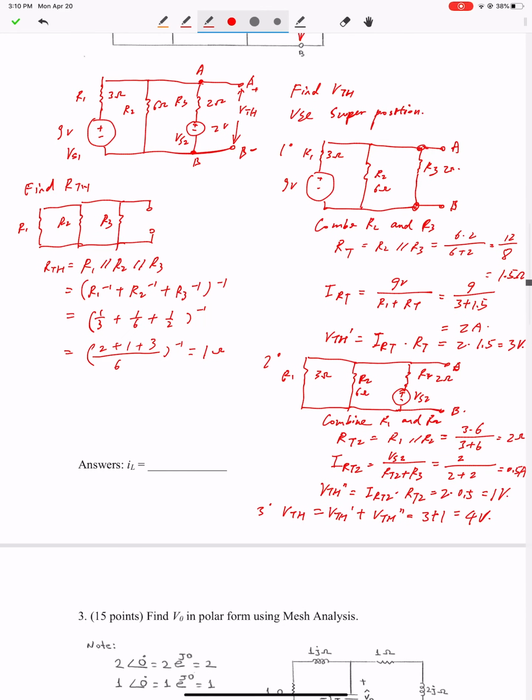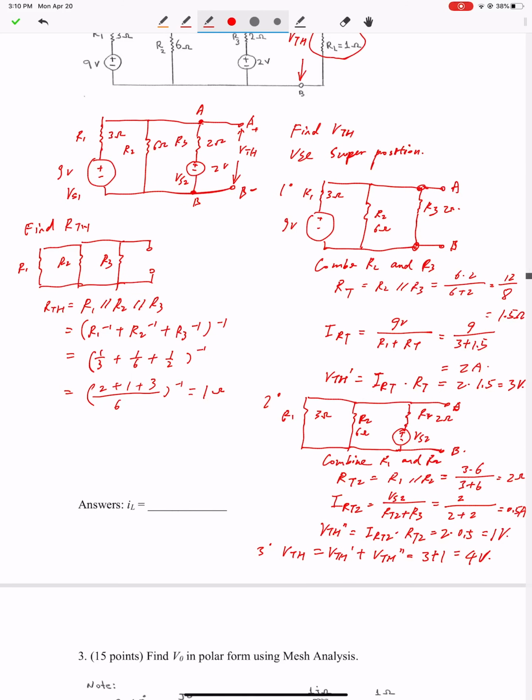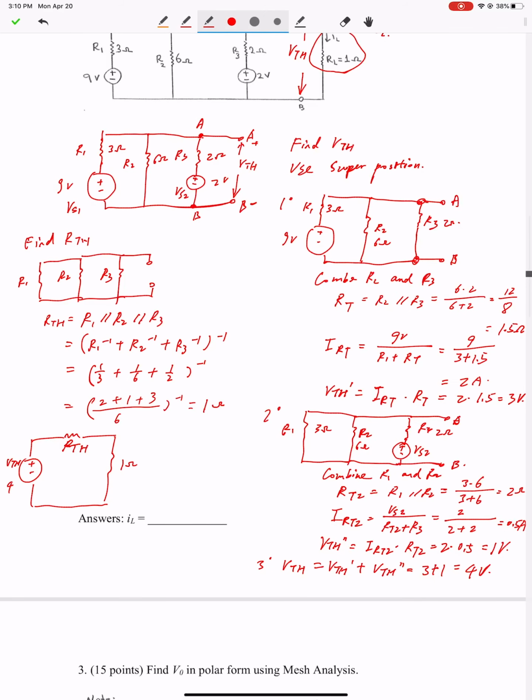Once we have V Thevenin and R Thevenin, we can draw the Thevenin equivalent circuit with V Thevenin, R Thevenin, and the load resistor, which is 1 ohm. This is 4 volts. This is also 1 ohm. So we can easily find the value of IL. That should be V Thevenin divided by R Thevenin plus RL, which equals 4 divided by 1 plus 1. So the final result is 2 amps.